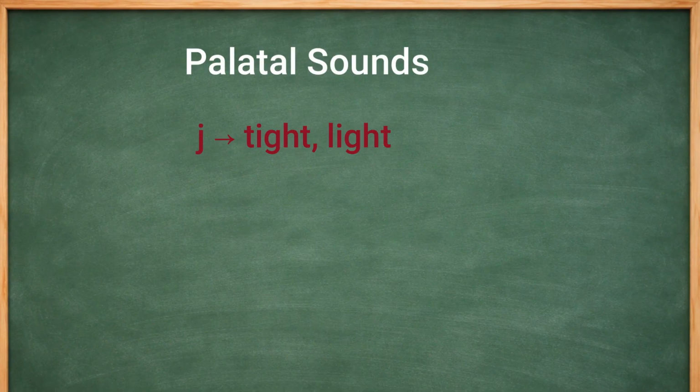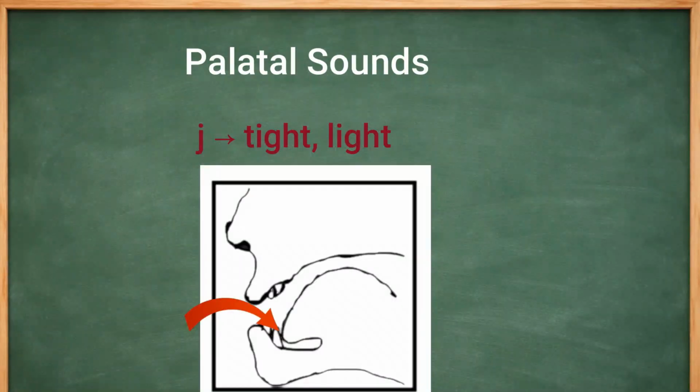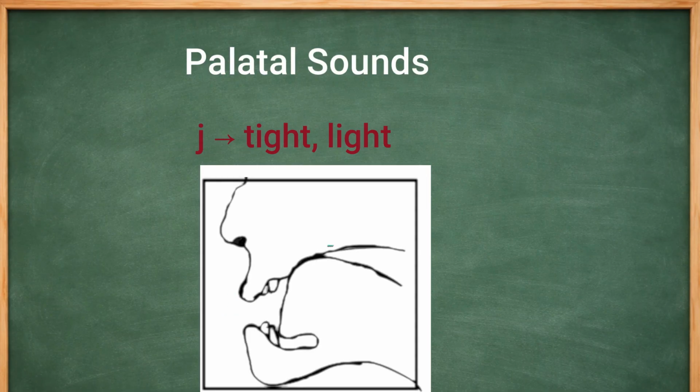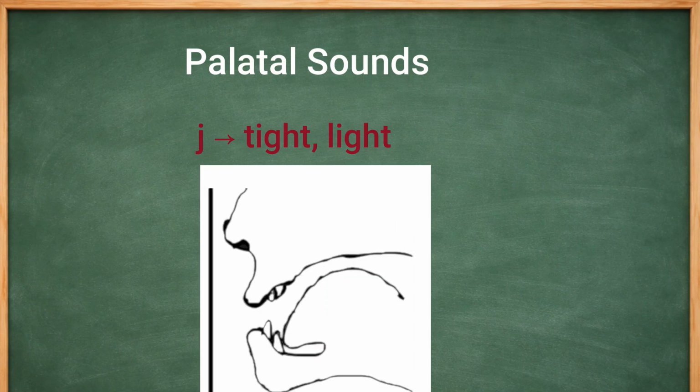So as you look at the diagram, you'll see that the tip of your tongue should be pressed on the bottom teeth. And then for J, ji, you're going to raise the front part of your tongue to block the flow of the air. And then you slowly release it while making the sound. Ji.